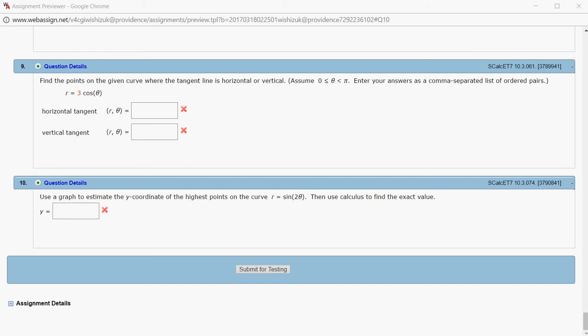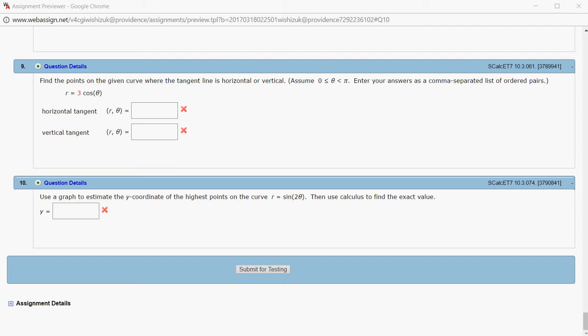Alright, let's look at homework 10.3, problem number 10. Use a graph to estimate the y-coordinate of the highest point on the curve r equals sine of 2 theta. Then use calculus to find the exact value. Alright, so let's do that.